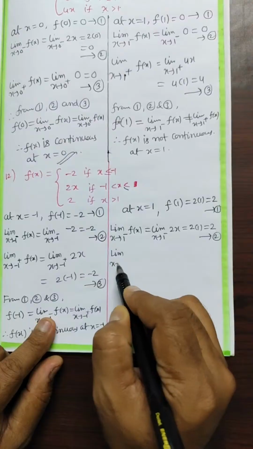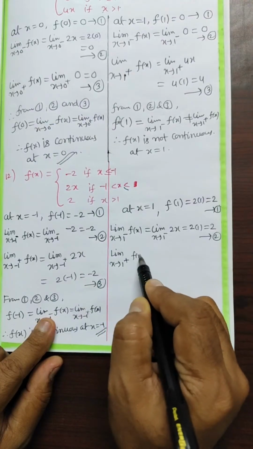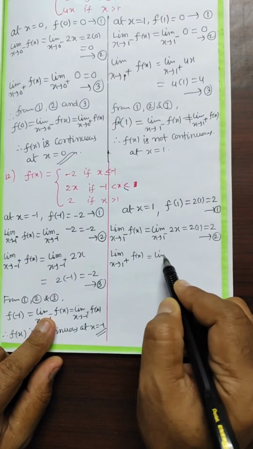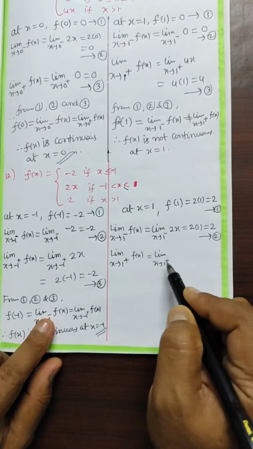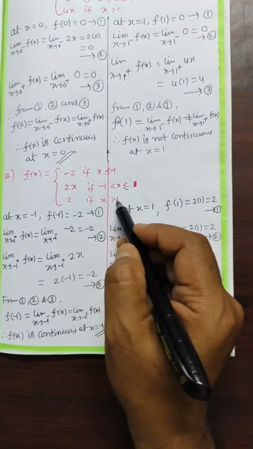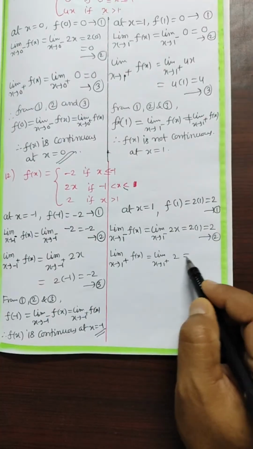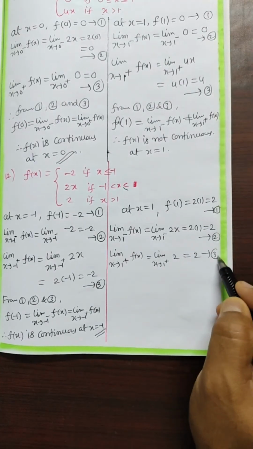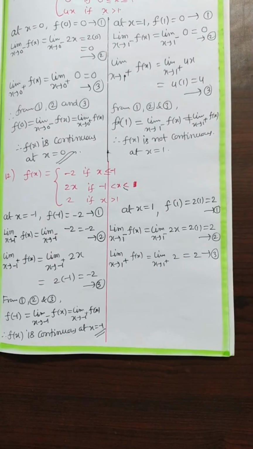Limit x tends to 1 plus f of x. x tends to 1 plus means x is greater than 1. So the function value is 2. So by observing the data, f of x, question number 12, is continuous at x is equal to 1, not only at 1 but also at minus 1.